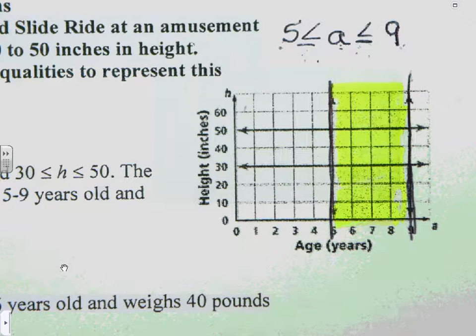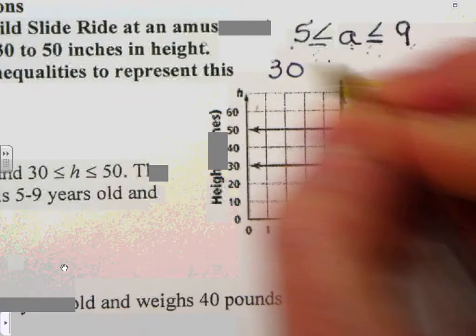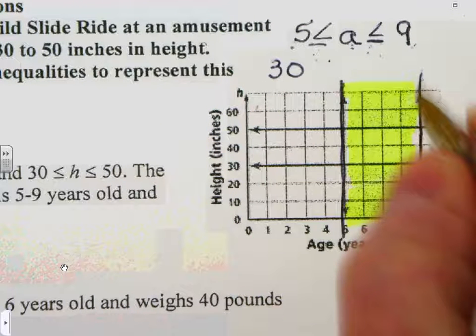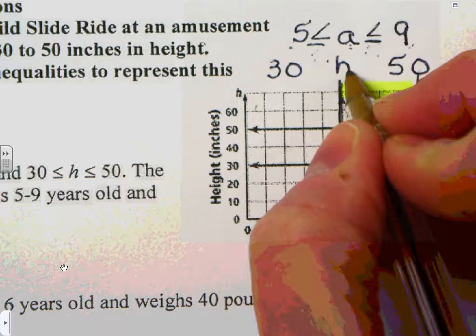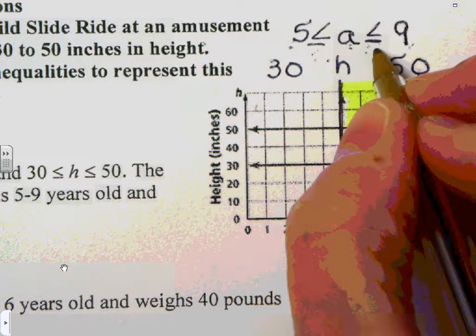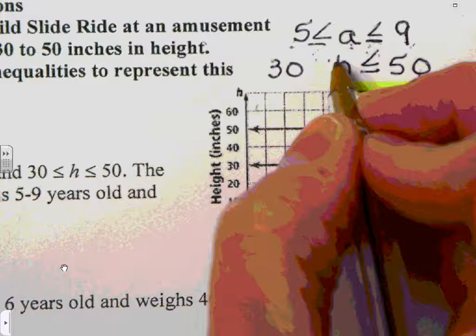Now you have to be a certain height as well. So let's build the height inequality the same as we did the age inequality. What's the shortest you can be? 30 inches. 30, okay, so 30, and what's the biggest? 50, and let's use an H for height. So I have to be less than or equal to 50, but greater than or equal to 30, right?